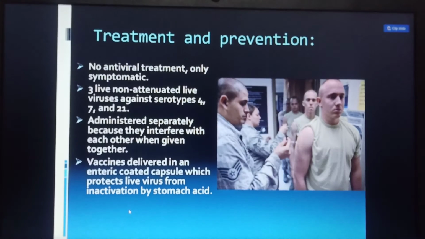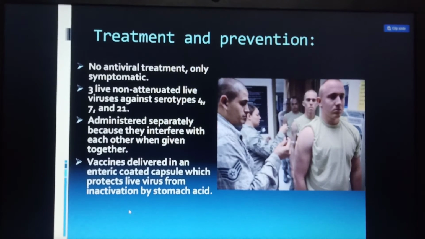Okay, and treatment. They are not going to use any type of antiviral treatment; they are going to perform only symptomatic treatment. Whatever symptoms occur, in upper and lower respiratory tract infections, they are going to treat only those conditions. They also give 3 live non-attenuated viruses against serotypes 4, 7 and 21, according to the disease condition. They are administered separately because they interfere with each other when given together. So it is nothing else but according to the condition only.